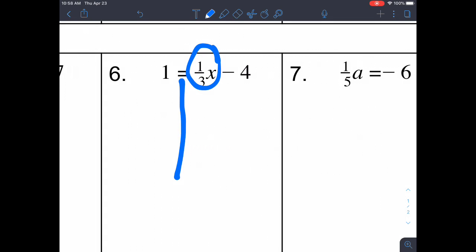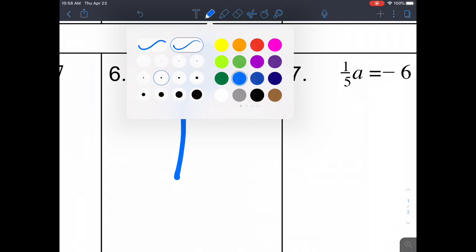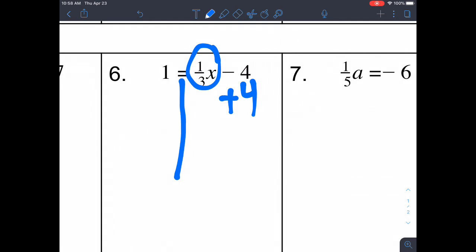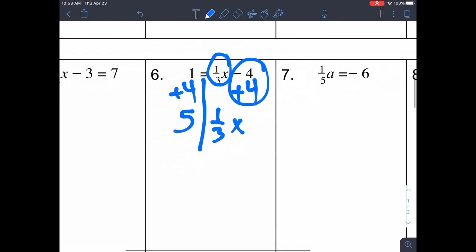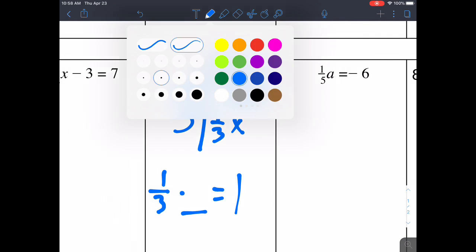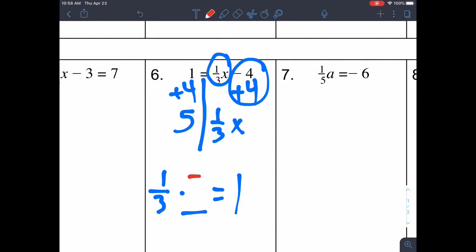Well, how do I undo subtracting 4? That's right, I need to add 4 to both sides. If I add it to the right side, I have to add it to the left. 1 plus 4 gives me 5. On the right side, these two pieces cancel, so I'm just left with 1/3 x. 1/3 x equals 5, or 5 equals 1/3 x. Now, I need to remind myself, how do I go from 1/3 of something to all of that thing? How do I go from 1/3 times something equals 1? How many 1/3s do I need to equal 1? I need 3 of them.